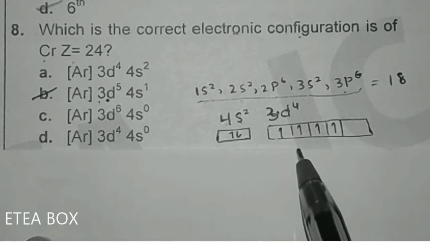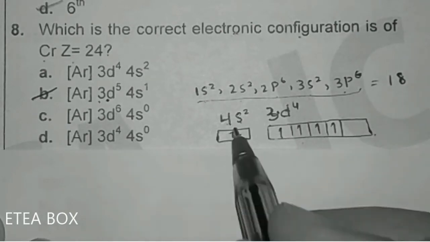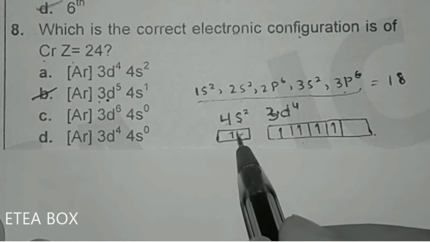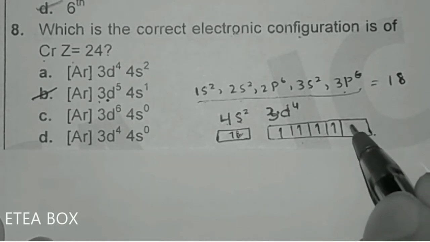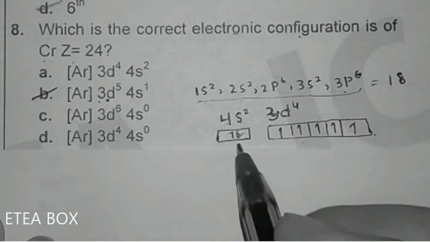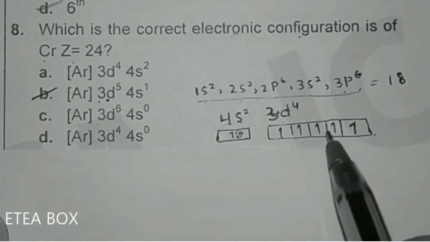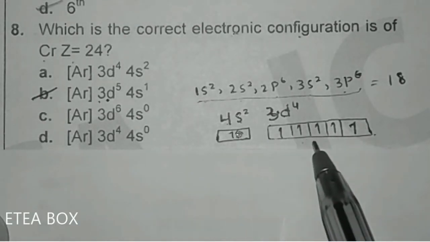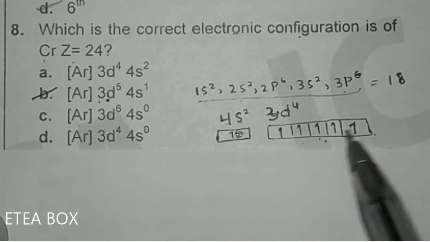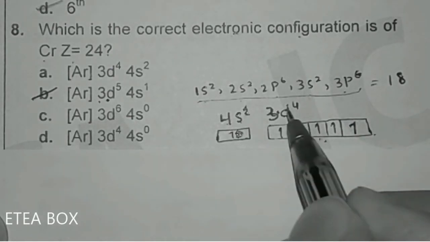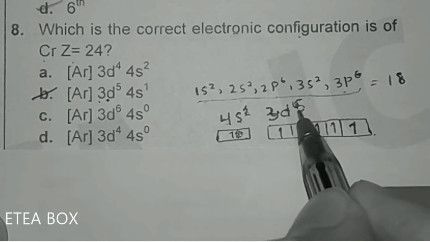So in order to make this orbital stable, one electron comes here, from the s orbital, one electron comes to the d orbital. Now look, it is half filled, which means that now it is more stable. So it will become 4s1 and 3d5.